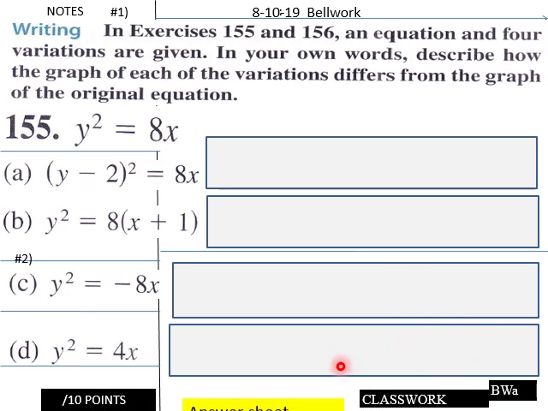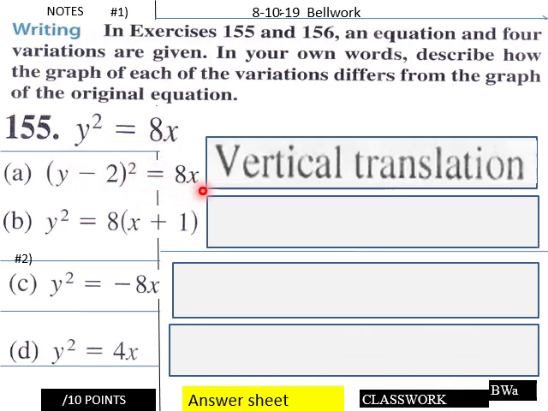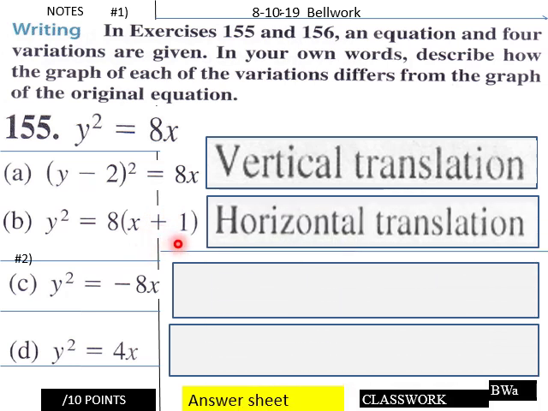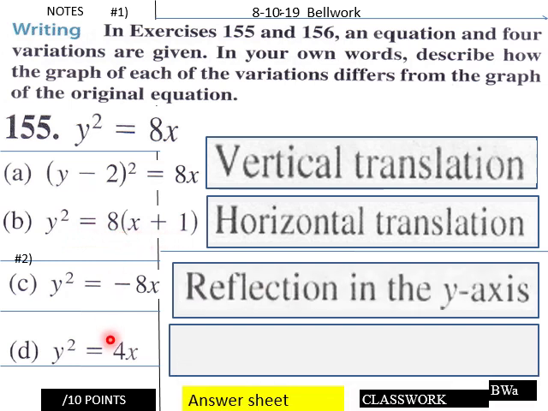Okay, everybody, welcome back for today's solutions for our bell work. So, variations here of y squared equals 8x. How is this different here? It's a vertical translation in this situation. This will be your vertical translation. And then this one down here would be a horizontal translation. Now we're moving horizontally. And then this one would be a reflection in the y-axis, meaning that you're going to have something go like this versus like that.